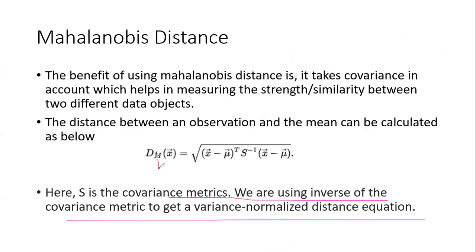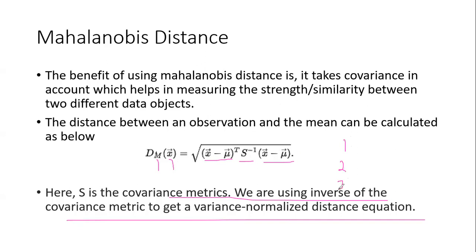I have this density M and I have this point and I'm measuring how much X is far away from the mean, multiplied by the covariance matrix, multiplied by the same thing. Okay, so that's the transpose there, thanks. So what will that mean?